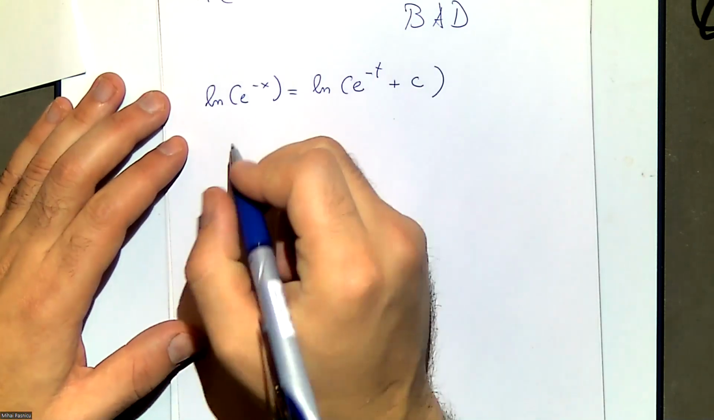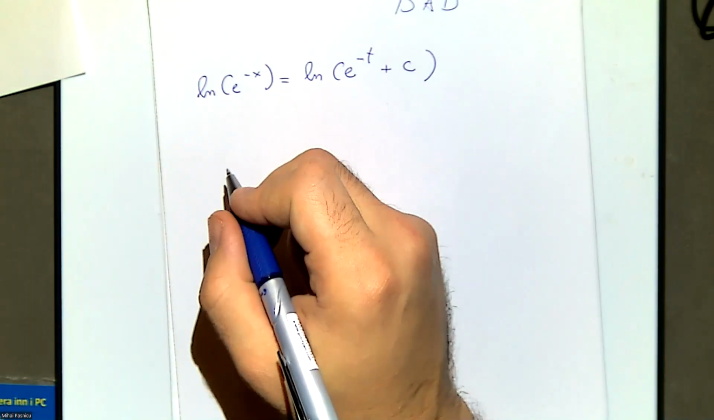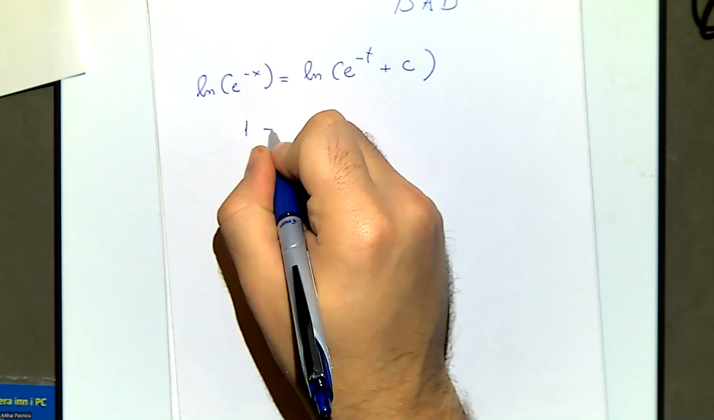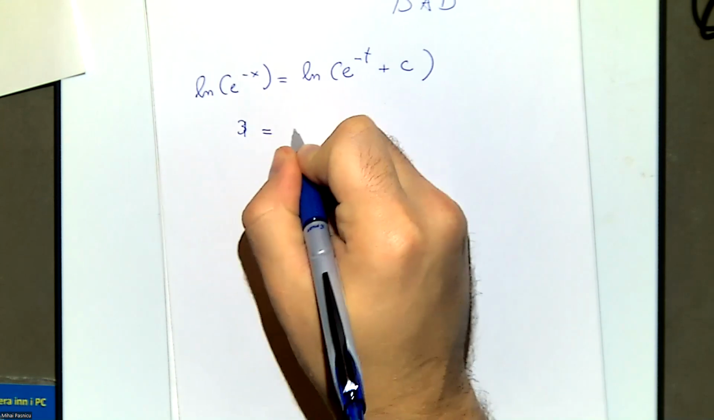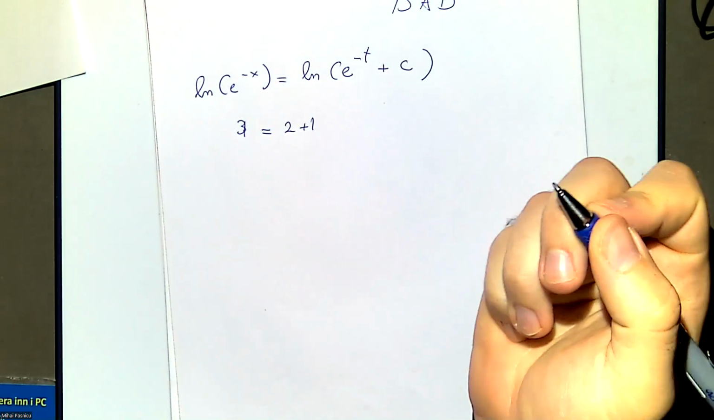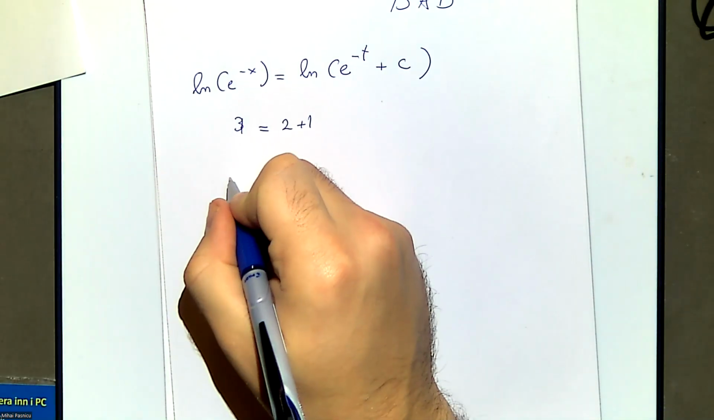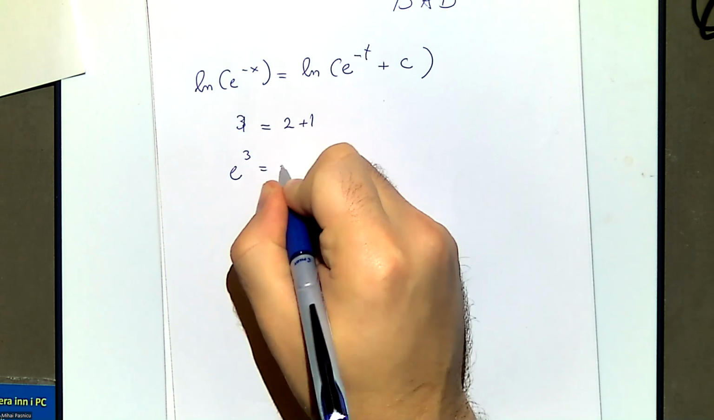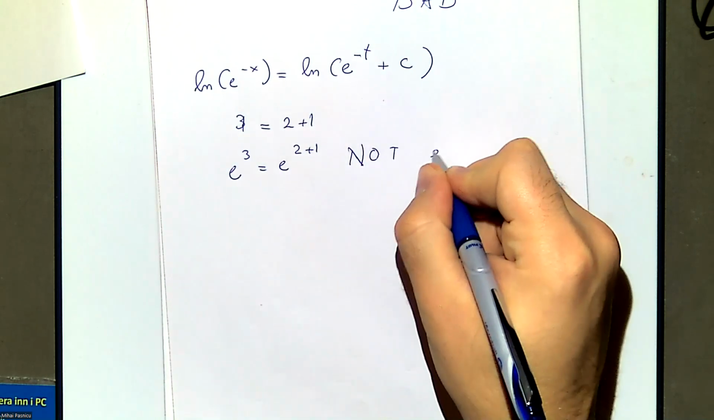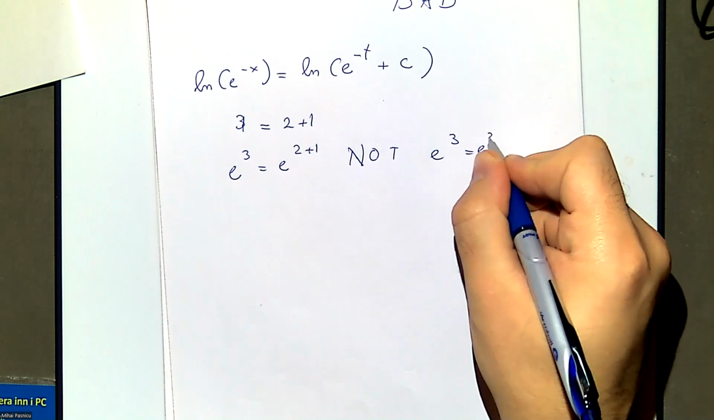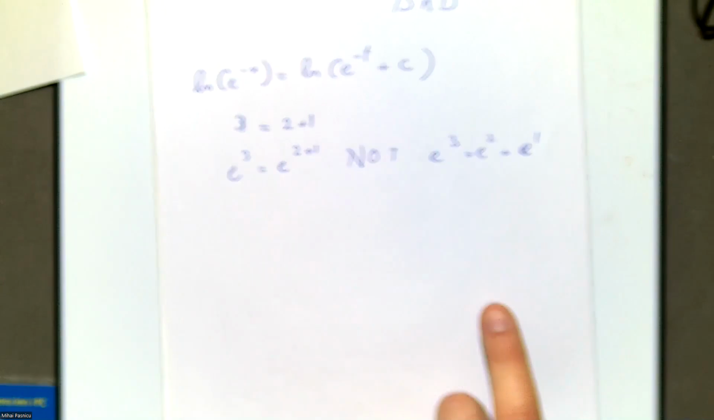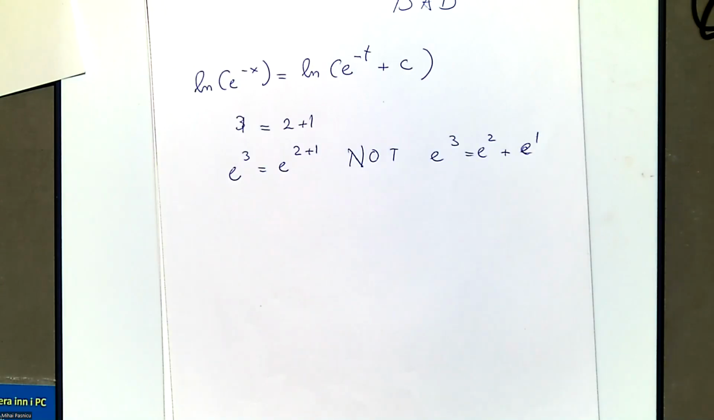Or let me give you an example. If I had 3 is equal to 2 plus 1, then when you take an exponent or take an ln, it's the same thing. This is equal to e to the power of 3, e to the power of 2 plus 1, not e to the 3 is equal to e to the 2 plus e to the 1. If you don't believe me, you can try the right-hand side. The math just doesn't work out.